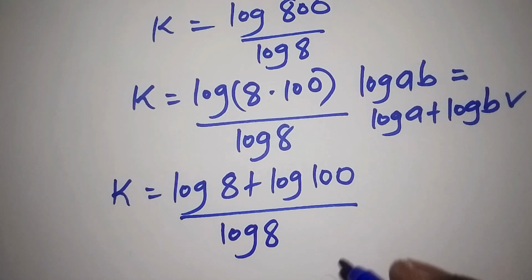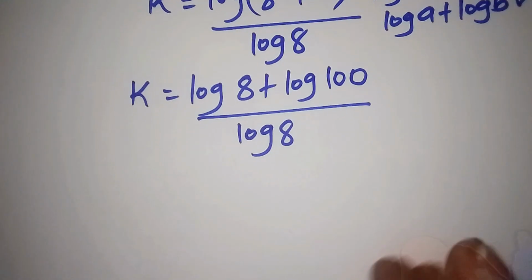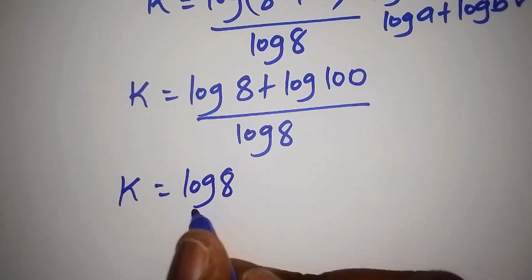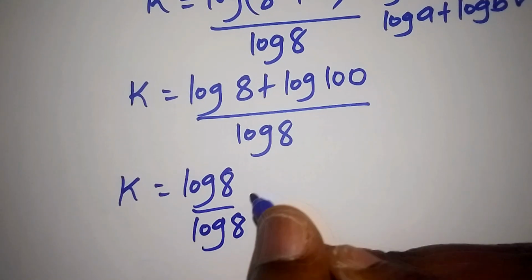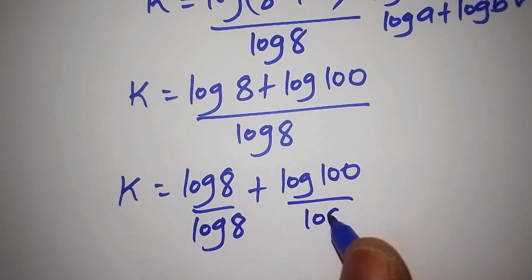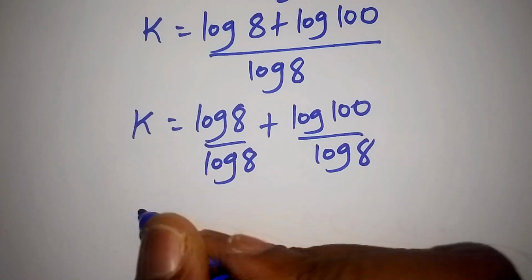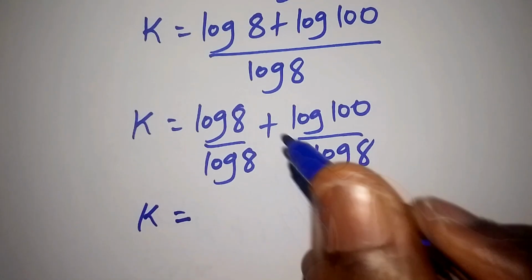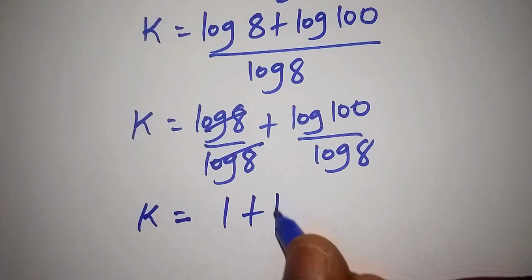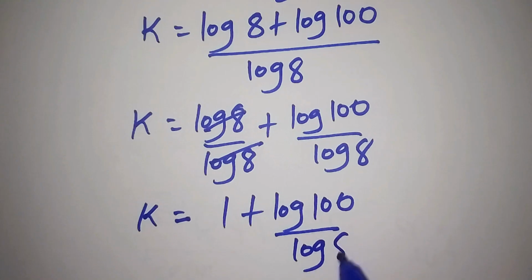So next we shall divide each term by the log of 8. So that means the value for k is equal to the log of 8 all over the log of 8, plus the log of 100 all over the log of 8. So let's now cancel the ones that are similar. So k is equal to, log 8 and log 8 cancel, so we have 1 plus the log of 100 all over the log of 8.